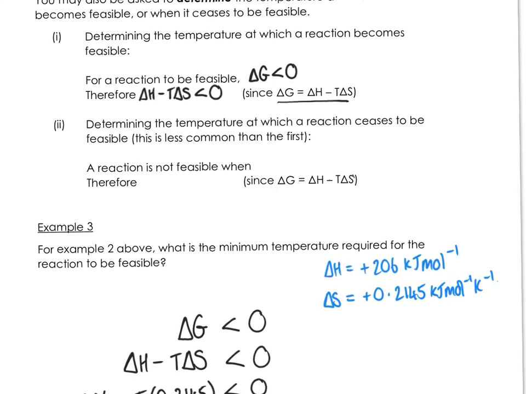Okay, so the last thing then, just to make a note of that, sometimes you'll be asked to work out the temperature at which it stops becoming feasible, which is just the other way around. So when is a reaction not feasible? Delta G is greater than 0. So when delta G is positive, that means delta G is greater than 0. So this is back up at point 2 here. Because delta G is equal to delta H minus T delta S, it becomes not feasible when delta H minus T delta S is greater than 0.